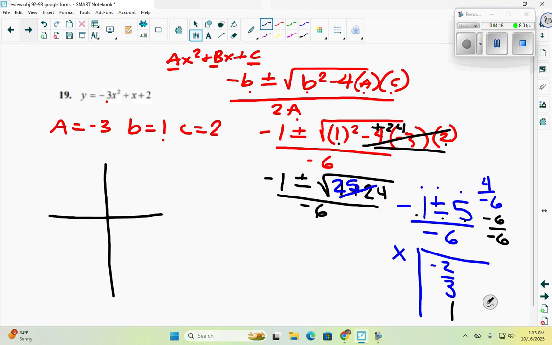Okay, so I have a negative 2/3. A negative 2/3 isn't quite at a negative 1, but it's in that direction. Again, we're just doing close, approximate things. And then my other one is a positive 1. Well, a positive 1 is on this side, and so my dot's going to be right there.